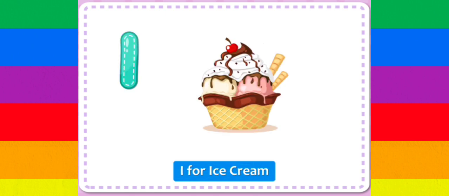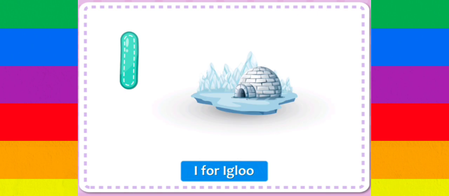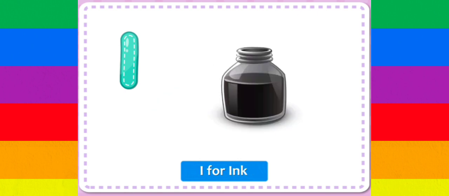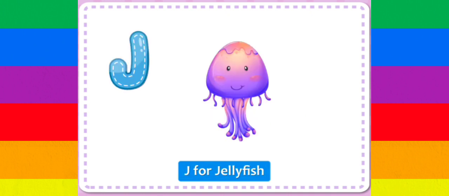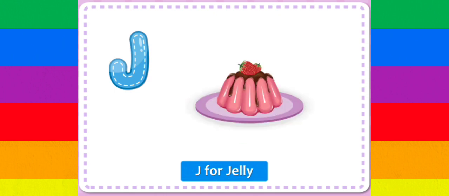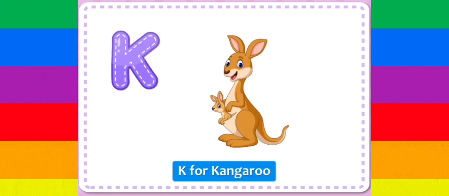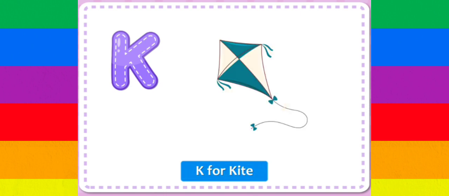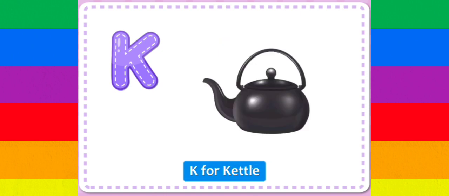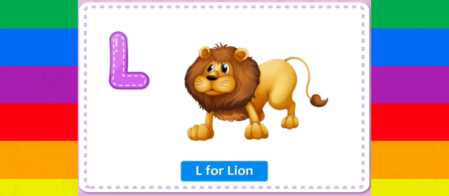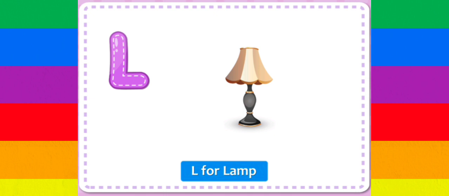I for ice cream. I for igloo. I for ink. J for jellyfish. J for jelly. J for juice. K for kangaroo. K for kite. K for kettle. L for lion. L for lamb.